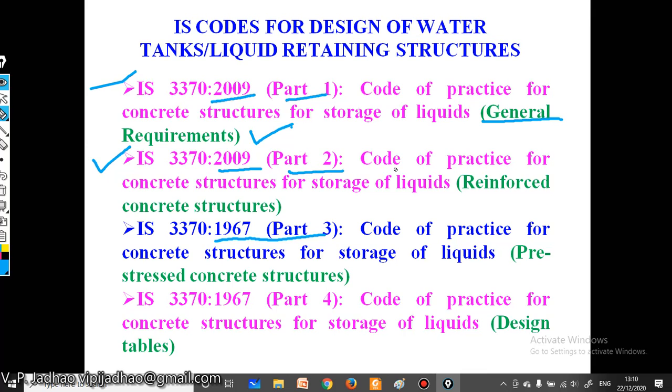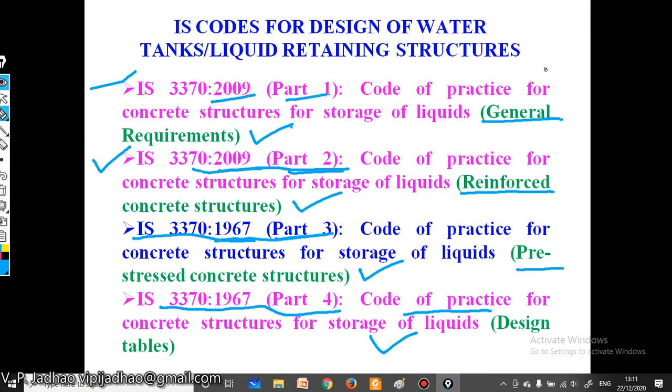Then we have IS 3370 part 2, code of practice for concrete structures for storage of liquids, reinforced concrete structures. Then we have IS 3370:1967 part 3, which is for pre-stressed concrete structures, for the design of pre-stressed concrete structures. And then we have IS 3370:1967 part 4, code of practice for concrete structures for storage of liquids, design tables.